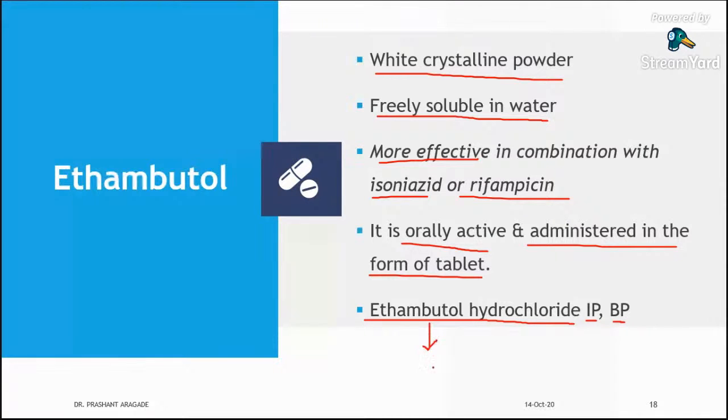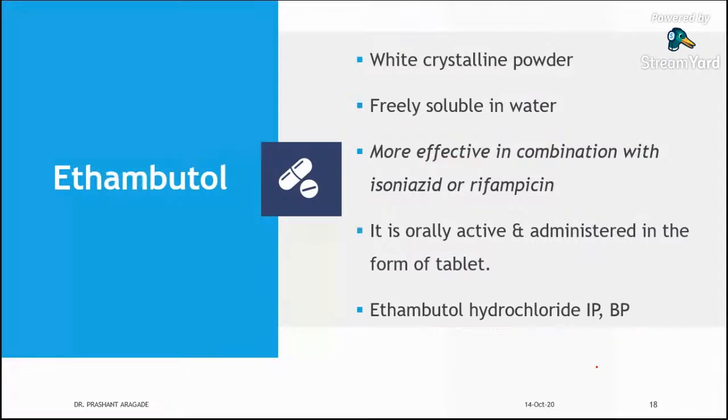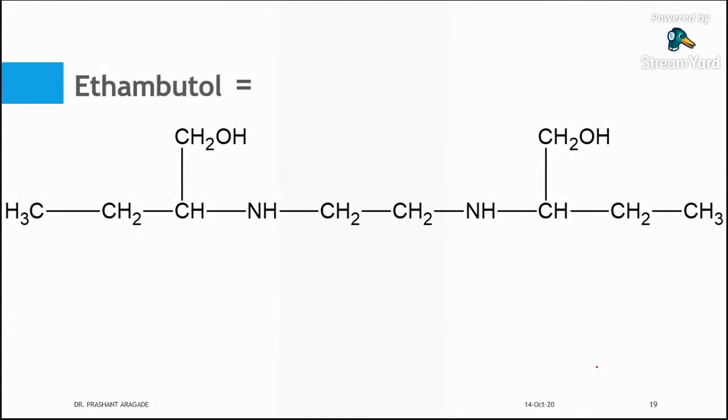Another official preparation is ethambutol hydrochloride tablets. Ethambutol hydrochloride and ethambutol hydrochloride tablets are given in IP and BP. IP means Indian Pharmacopoeia and BP means British Pharmacopoeia. So this is the official drug. Now let's see the smart way to remember the structure of ethambutol.